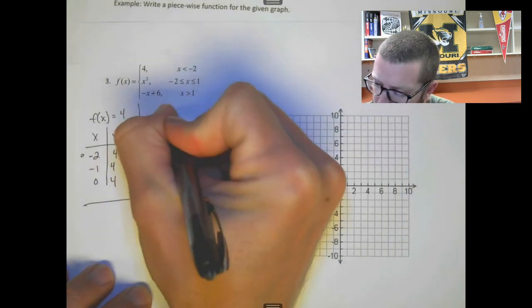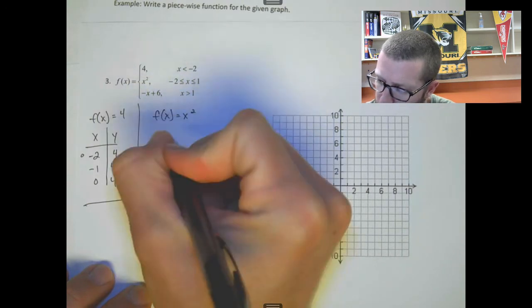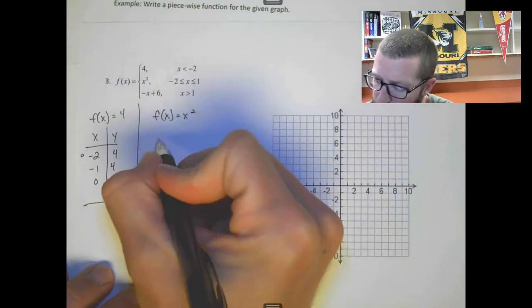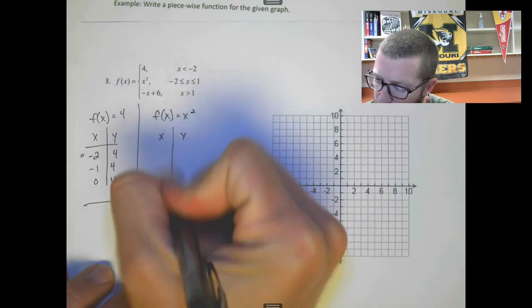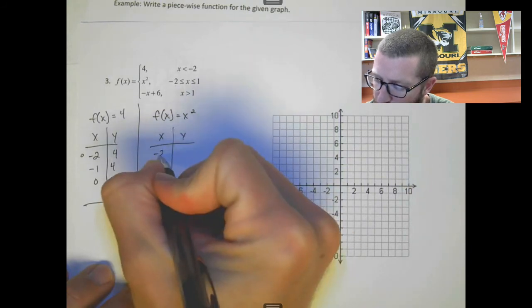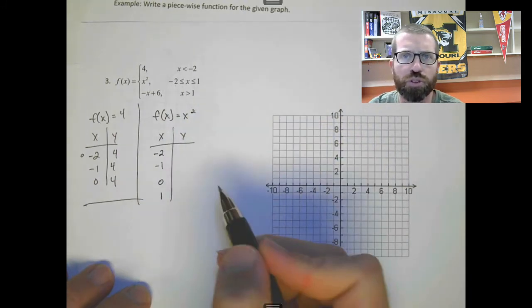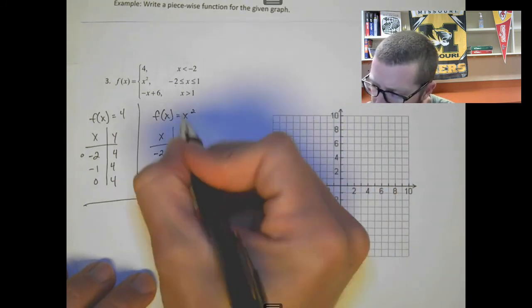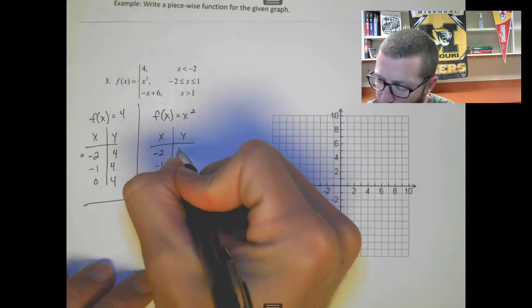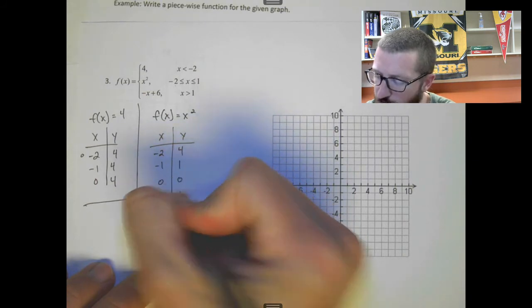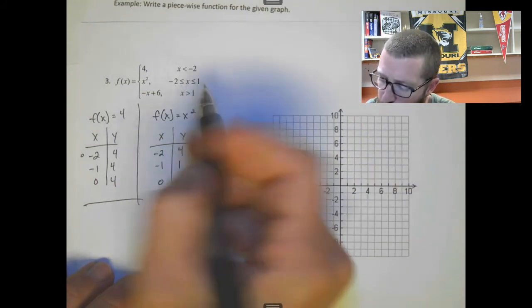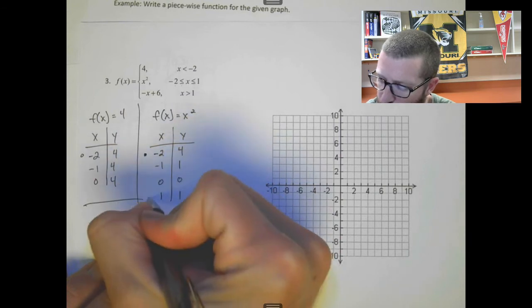For the middle piece, I'm going in between -2 and 1. So we're just going to fill all these values in. -2, -1, 0, and 1. So there's only 4 points there. We'll just go ahead and plot them all. And it's x squared, so just square it to get 4, 1, 0, and 1. And these are both equal, so this is going to be a closed circle and closed circle.